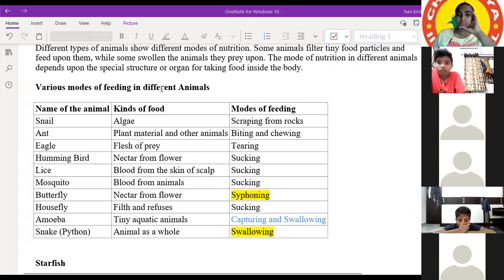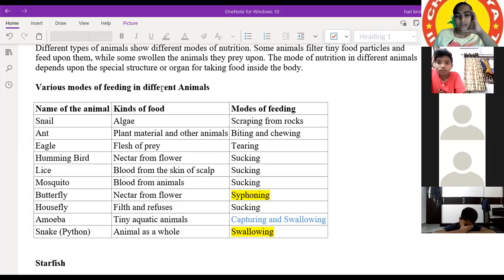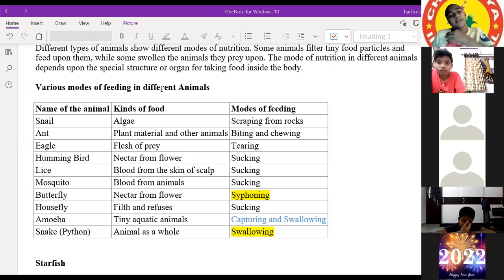Eagle, flesh of prey, tearing. Hummingbird, sucking nectar from the flowers. Even butterflies and mosquitoes. Sir, I have a doubt. Lion, tiger, and hyena are tearing, right? Tearing and chewing it. It will tear and it will chew also, right? It will bite. Yes, sir. Tearing and chewing.